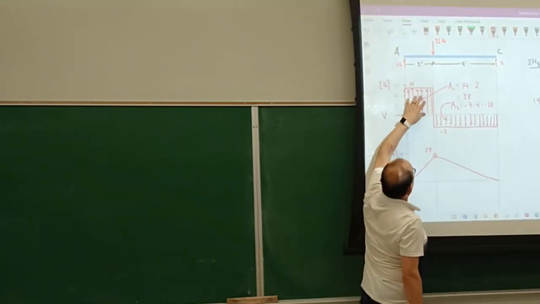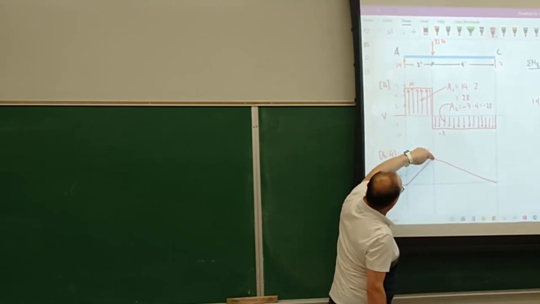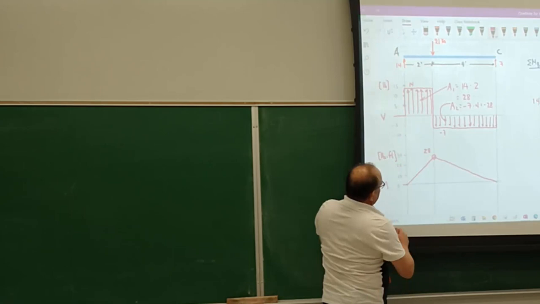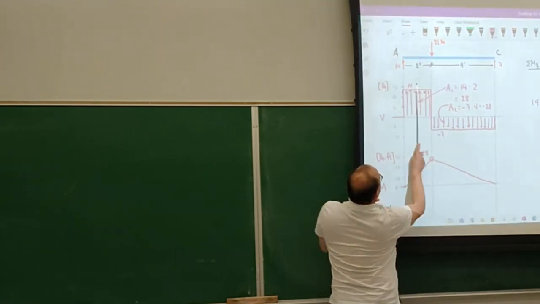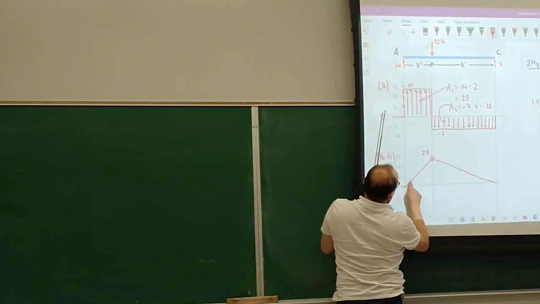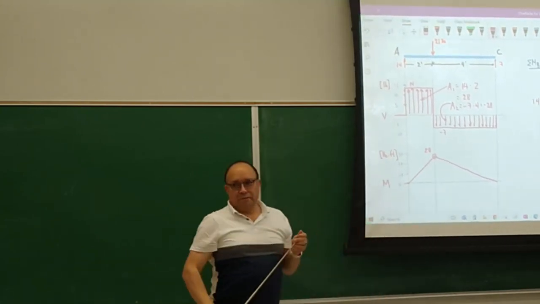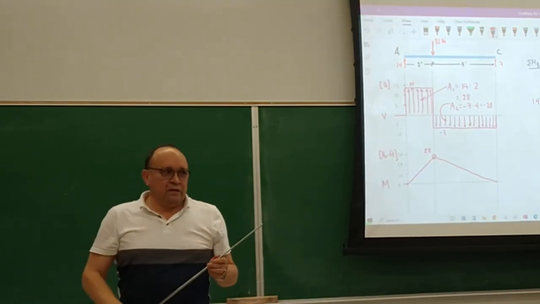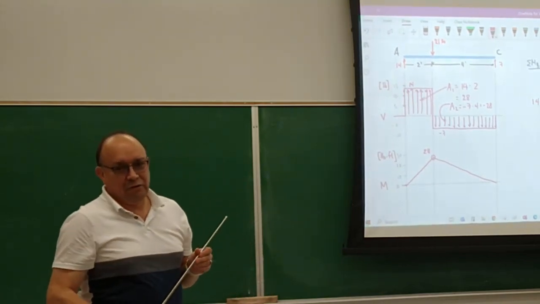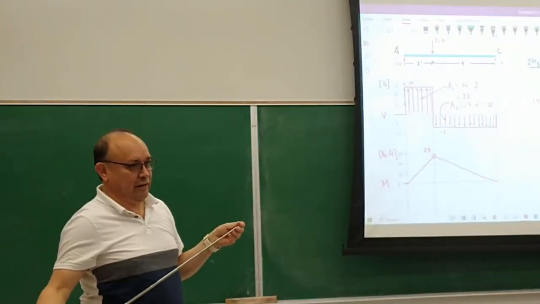What is this area? 14 times 2, 28, so that's this number, all this area. If you want the value here, well, take the area of this little part here. 14 times 1 will be 14, so here is 14, right? Well, in the middle. All right? No questions, no problems, no integrals, not anything.